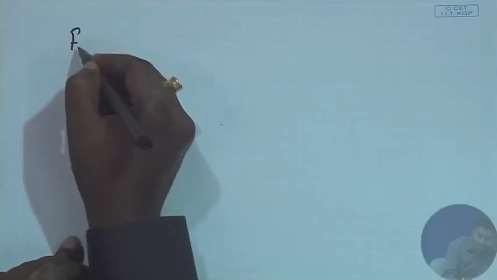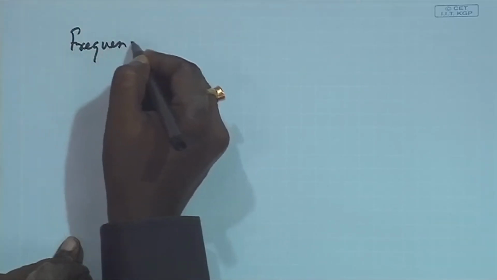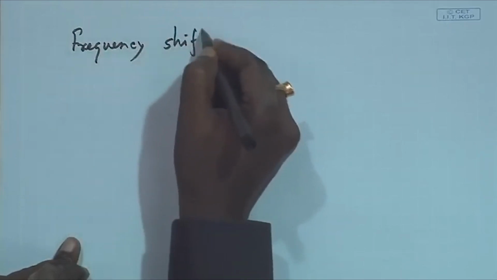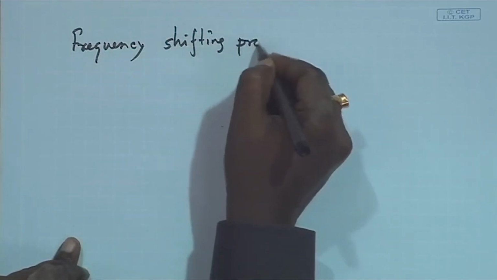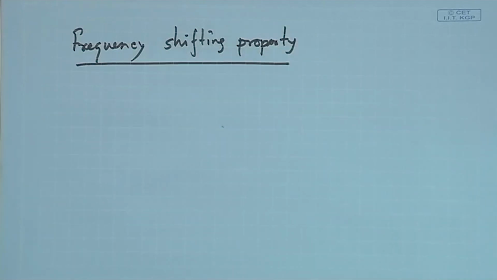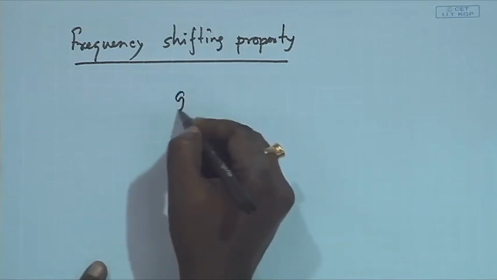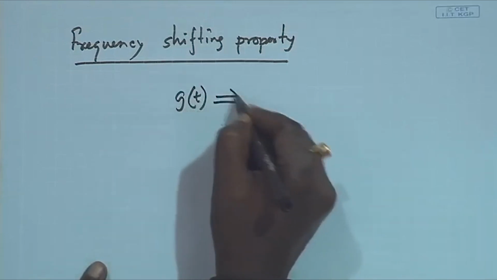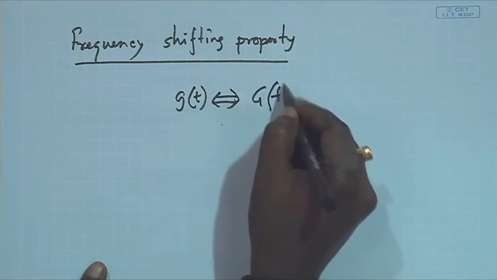So, this is again another important property. Now, the one we will be describing, probably that is the most important property of Fourier transform, which has been used heavily for communication. This is called frequency shifting property. What it is? Let us try to see. Suppose I have a signal g(t). I already know the Fourier transform of this.